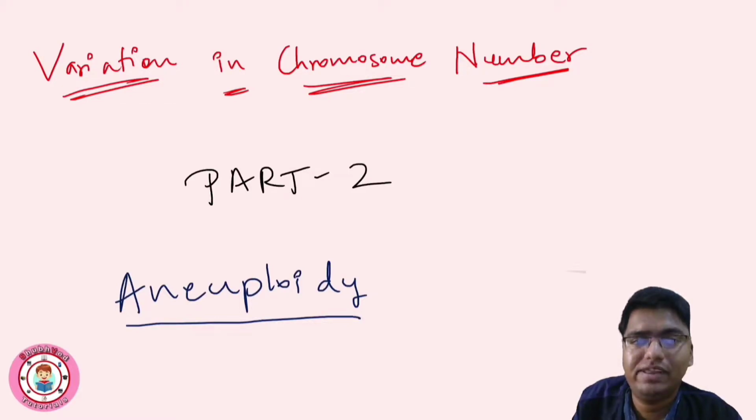This video is about part 2 of the variation in chromosome number. Specifically, we will talk about aneuploidy in this video.